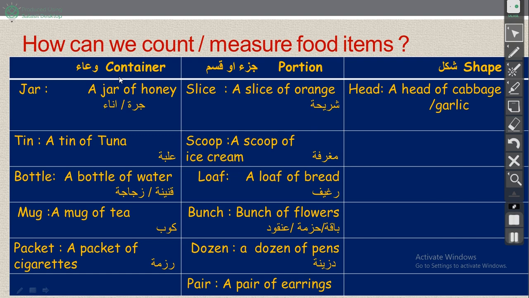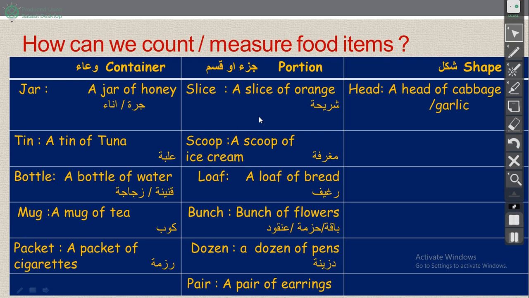Okay, هلا container on one page. Okay, portion on one page, shape on one page or line أكيد. container على صفحة, portion على صفحة, shape على صفحة. Okay, please write every details. Write the meaning. Okay, container وعاء. Jar, a jar of honey for example. Tin, علبة. Tin of tuna. Bottle, a bottle of water. Mug, a mug of tea. Packet, a packet of cigarettes. Okay, we can use packet as رزمة and as in Arabic باكيت. باكيت دخان, باكيت chips, باكيت cake.